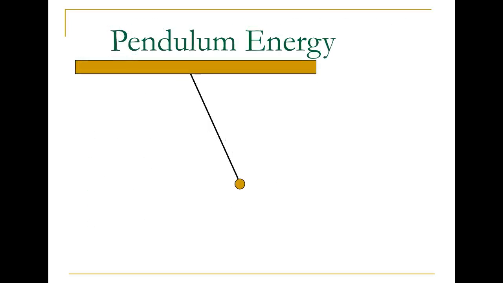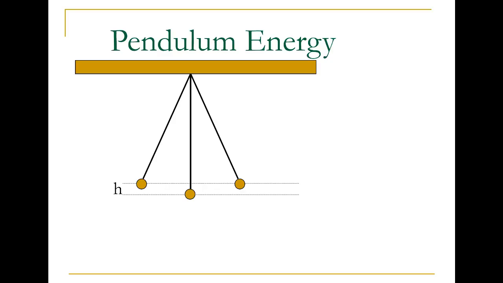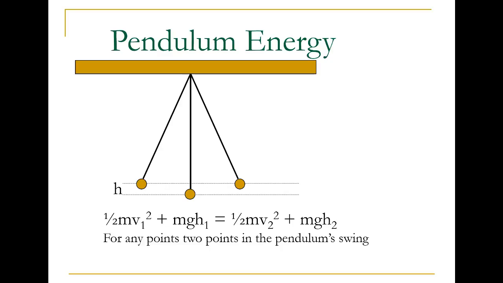So for example, let's think about the energy in a pendulum. So the pendulum is going to swing back and forth, and it's going to rise to a maximum height of h. And if that's the case, then initial kinetic plus initial potential equals kinetic plus potential. And sorry about that, that should say this is for any 2 points in the pendulum's swing.